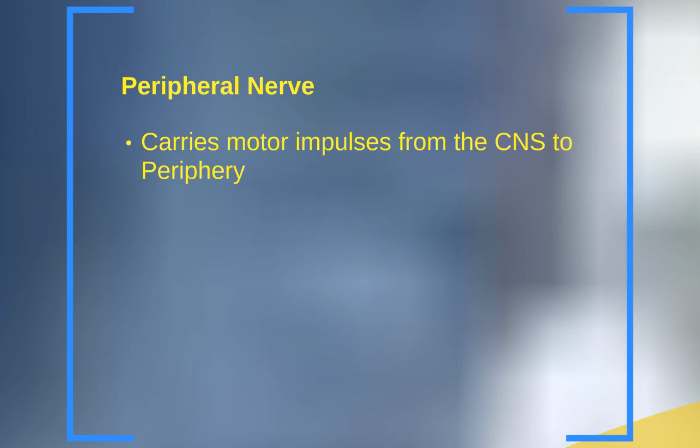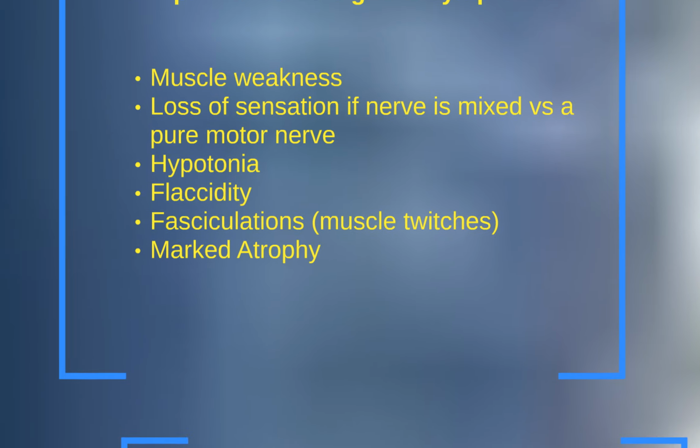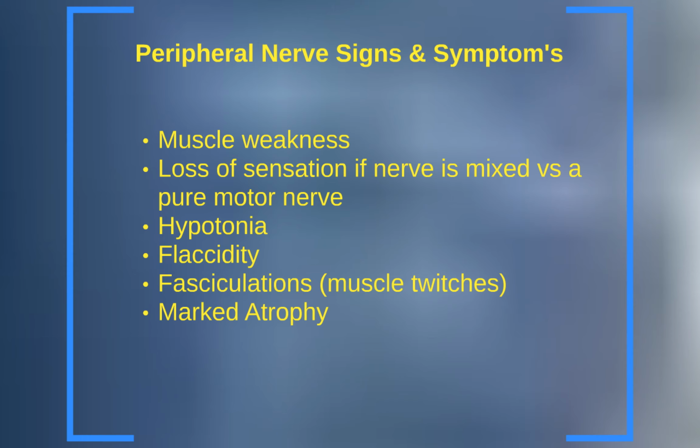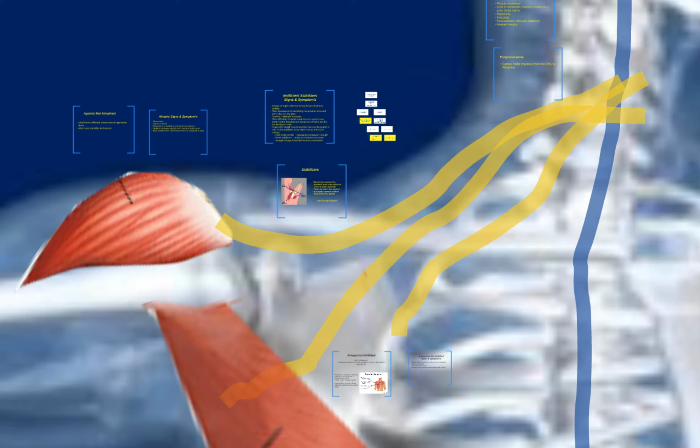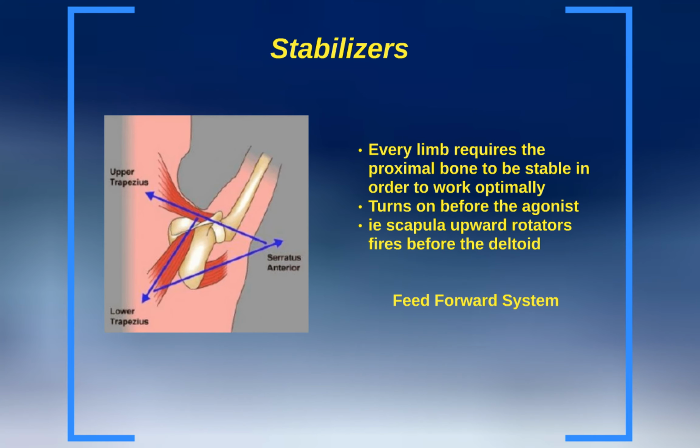So information is now complete within the central nervous system, and it must carry out to the periphery. This occurs through the peripheral nerve. The peripheral nerve, if damaged, gives you lower motor neuron signs. So that's where you get your weakness or your loss of sensation. You have hypotonia, flaccidity, fasciculations, and marked atrophy. From here, the information is transmitted down to the muscles.